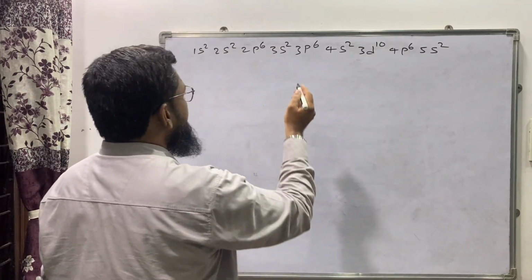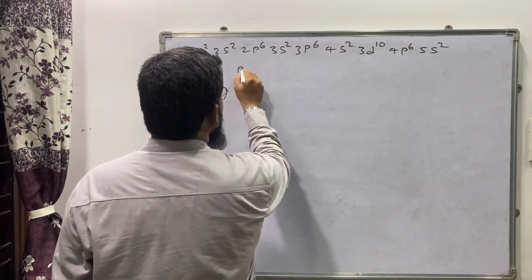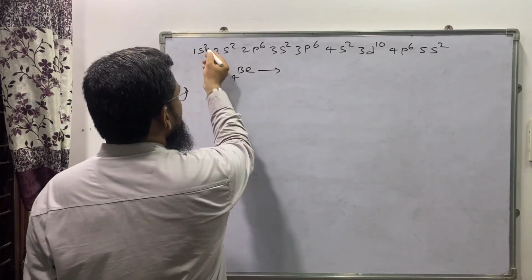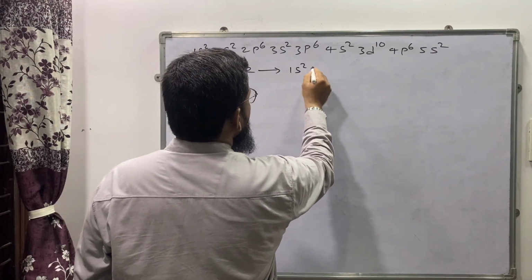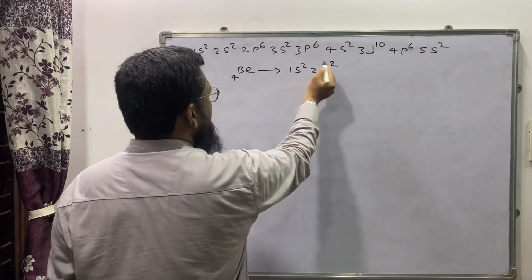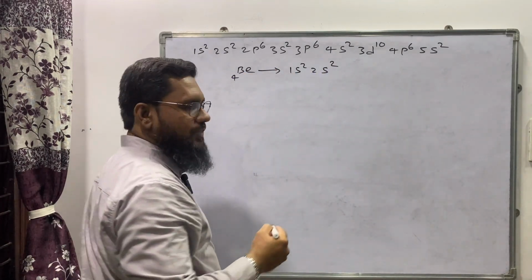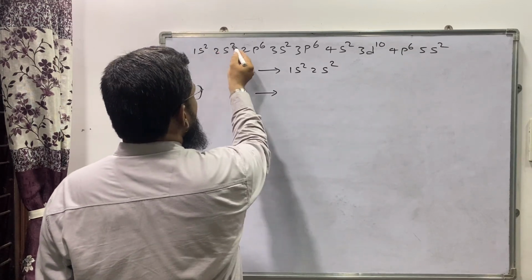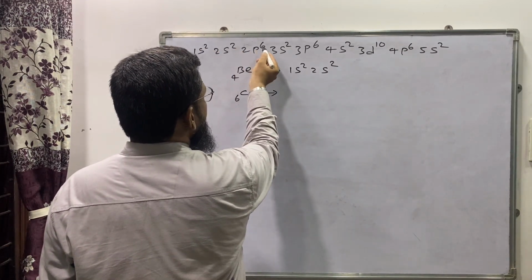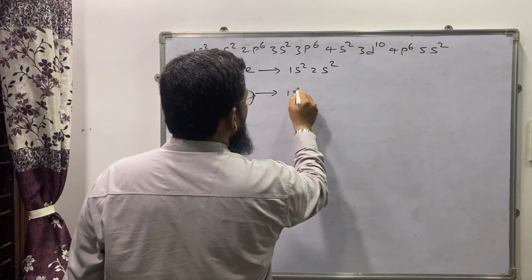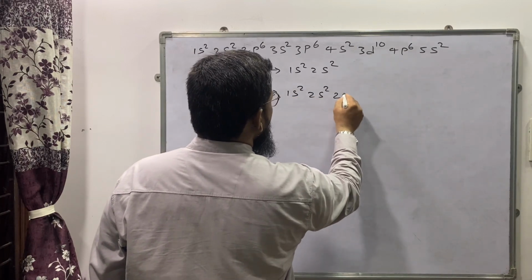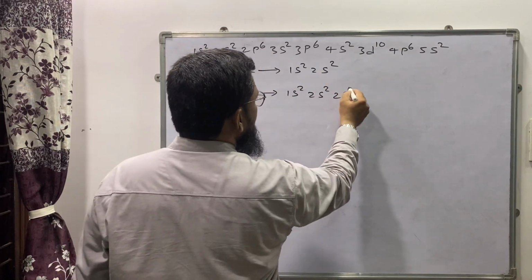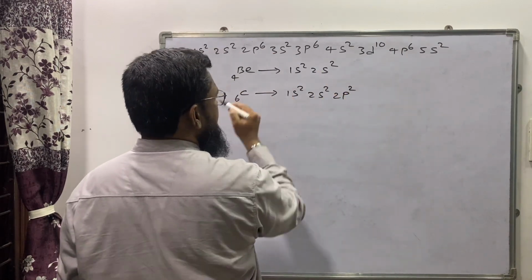Now let's see how to calculate the number of valence electrons. For example, beryllium, atomic number 4: 2 plus 2 is 4, so the configuration is 1s2, 2s2. For carbon, atomic number 6: 2 plus 2 is 4, we need 2 more, so the configuration is 1s2, 2s2, 2p2. We have taken 1s2, 2s2, and from the 6 we take the remaining 2. 2 plus 2, 4, 4 plus 2, 6.